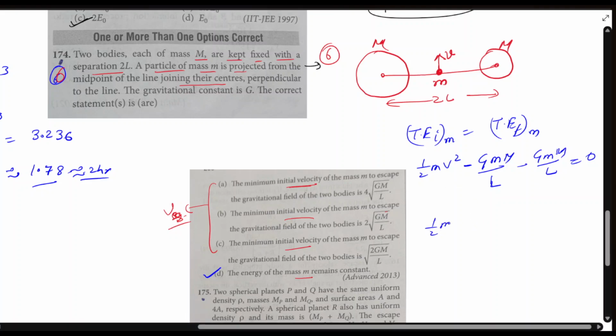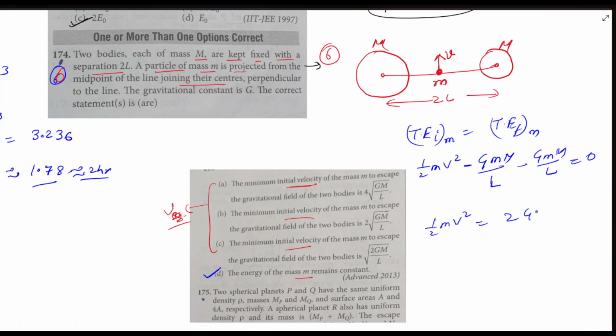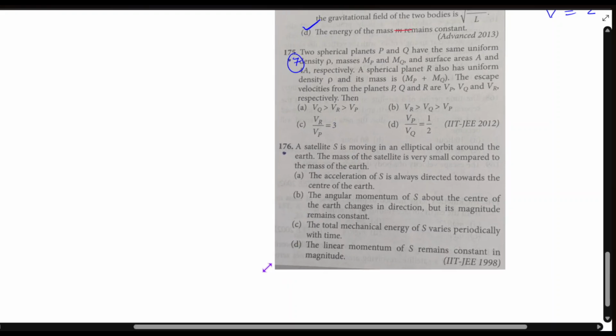So we'll have half small m v square equals 2G small m capital M upon L. So m will get cancelled and this will be 2. So it will be 2 root GM by L. So B option is correct. Okay, so quite an easy question again. So B and D will be the answers, right? Let's move on to our seventh question. So this is our seventh question. We have, let me enlarge this image a little bit.